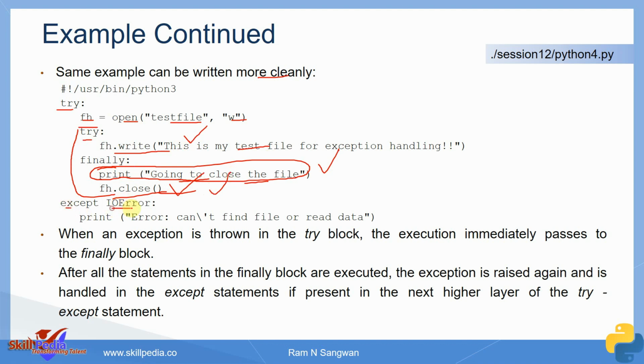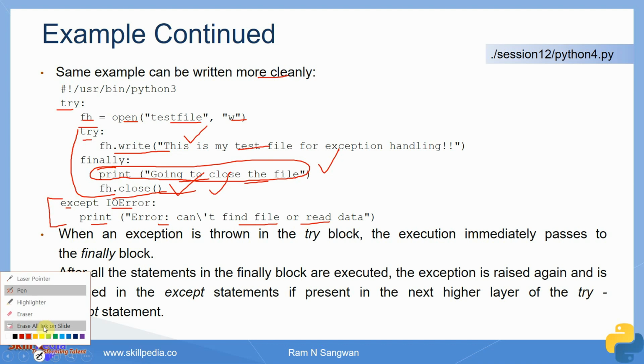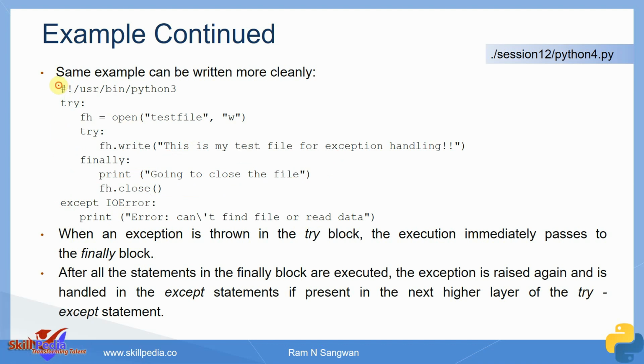Then except IOError, print error, can't find file or read data. This is the exception. So what you are doing here is putting nested conditions: a try except, and inside it another try finally. So we can have a situation where we are using nested exception handling.